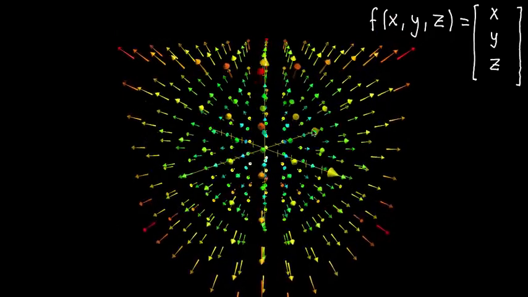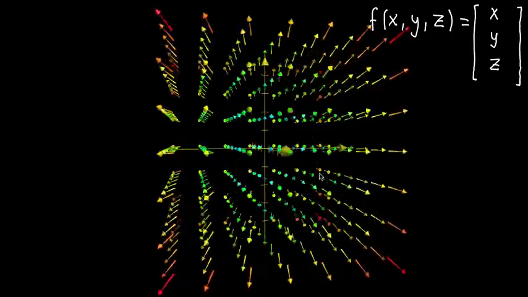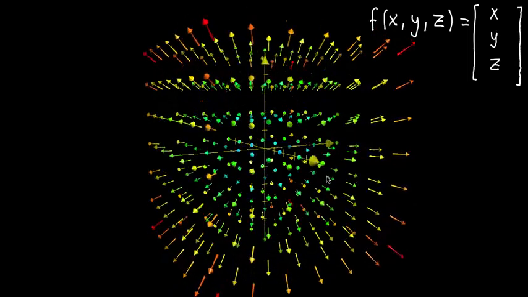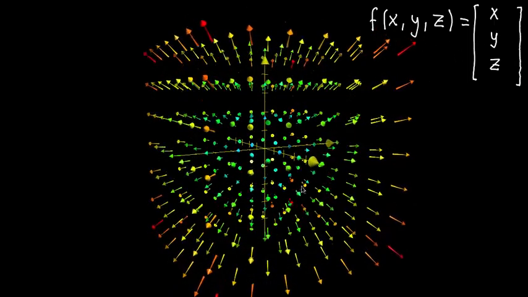In the next video, I'll talk through another example that's a little bit more complicated than this and can hopefully give an even stronger feel for how the output can depend on x, y, and z.